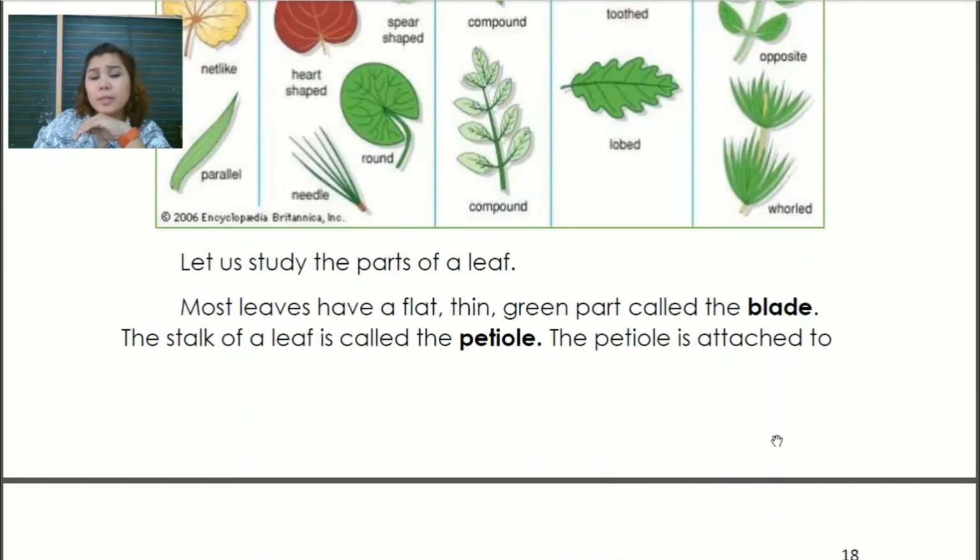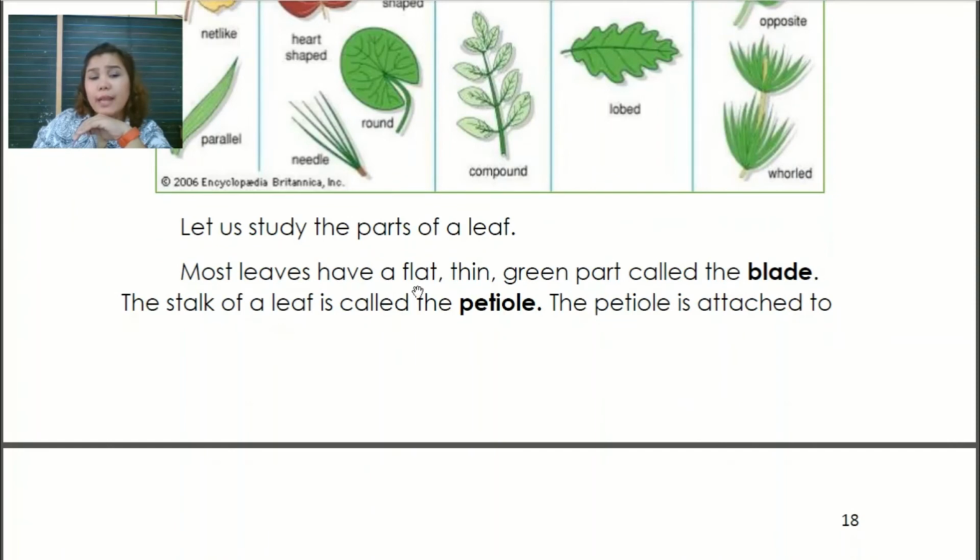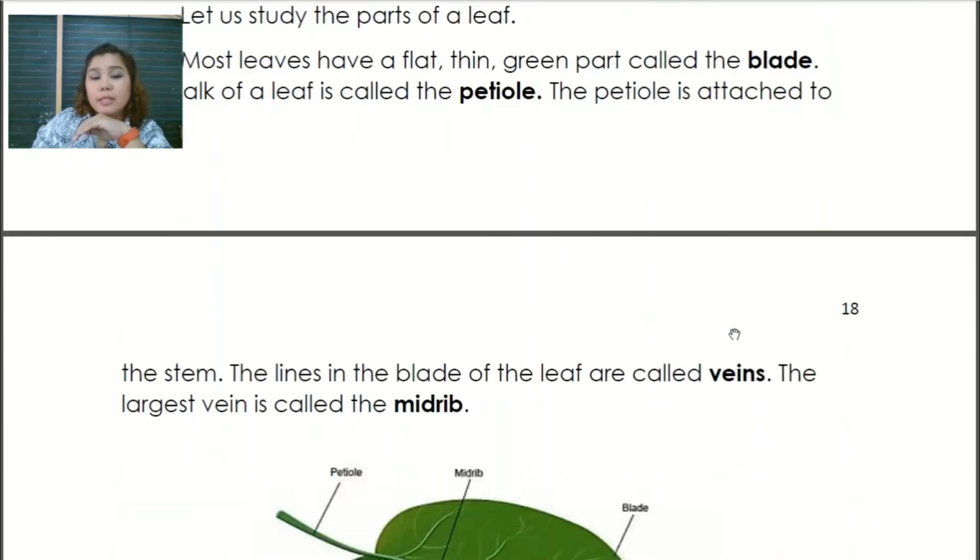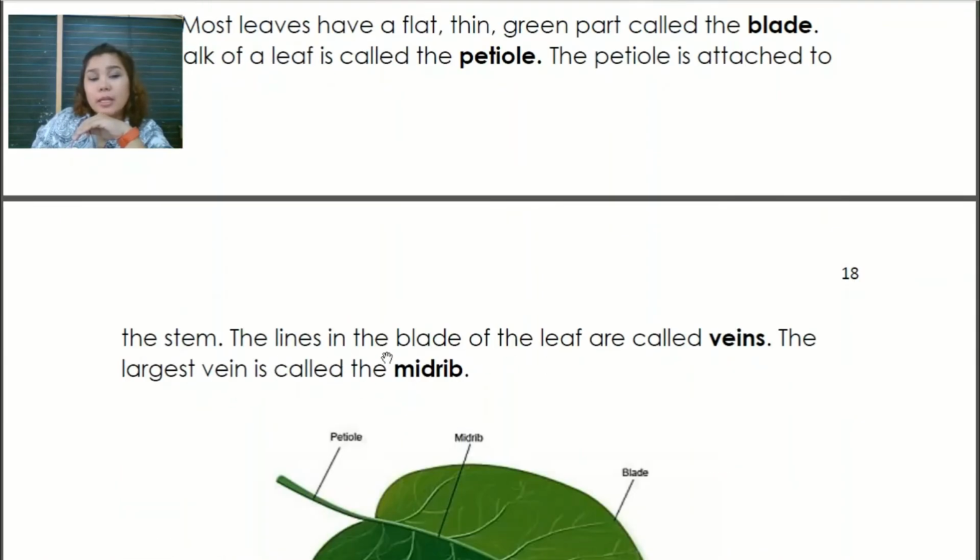So, let us study the parts of the leaf. Most leaves have a flat, thin-looking part called the blade. The stalk of a leaf is called the petiole. The petiole is attached to the stem. The lines in the blade of the leaf are called veins. The largest vein is called the midrib.